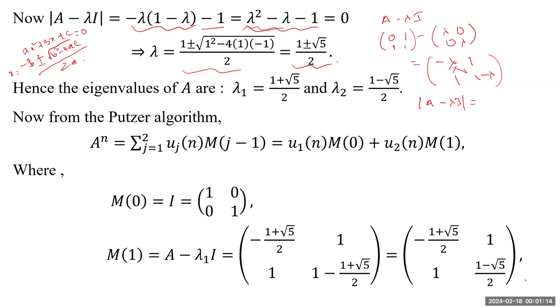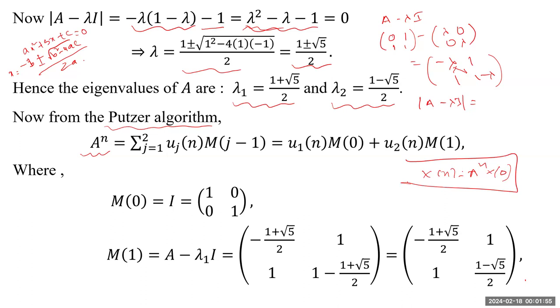So the eigenvalues are lambda 1 equals (1 plus root 5) over 2 and lambda 2 equals (1 minus root 5) over 2. Now, once we have identified the matrix A and the eigenvalues, we can determine the nth power of the matrix A by using the Putzer algorithm. Once we know A to the power of n, our solution is x of n equals A to the n times x of 0. So this is our general solution.